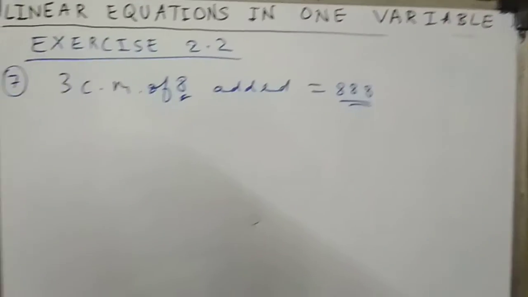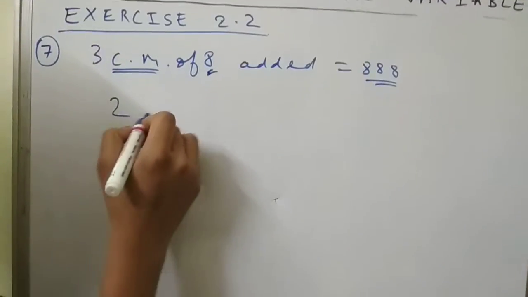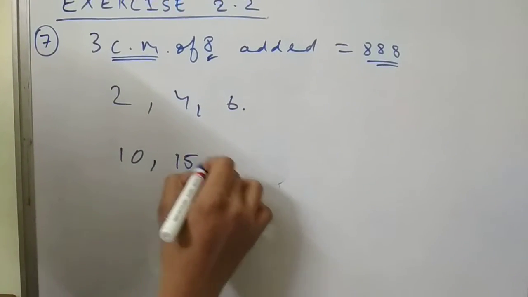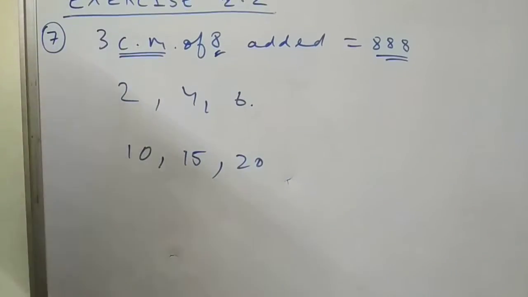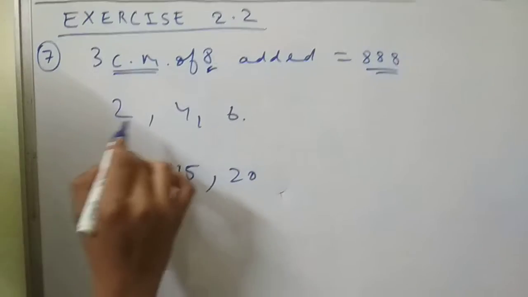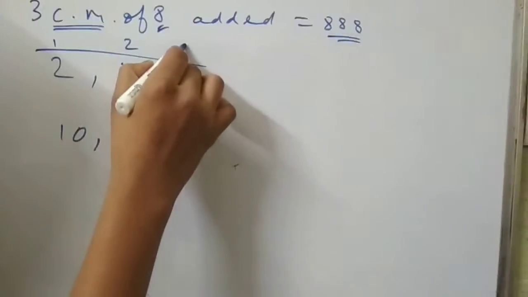Consecutive multiple. Now first focus on this word. Now I will be taking an example: 2, 4, 6, and 10, 15, 20. Now what is the similarity between these? If you recall the table of 2, 2 ones are 2, 2 twos are 4, 2 threes are 6.